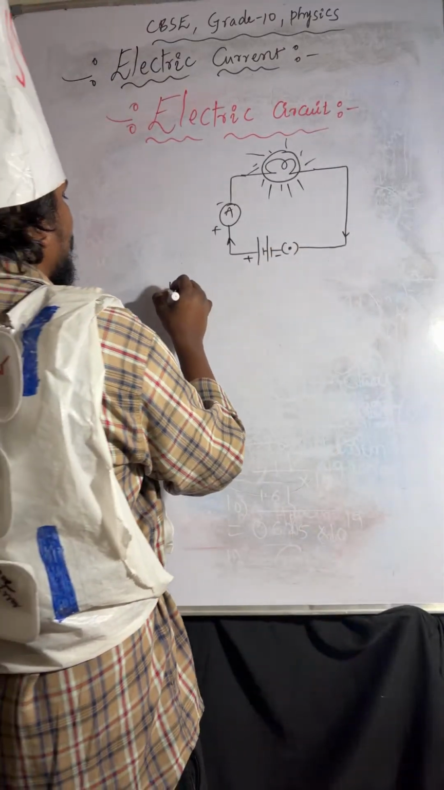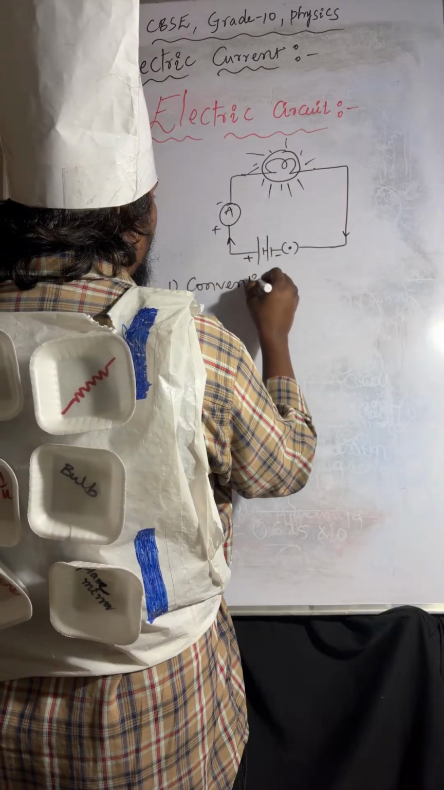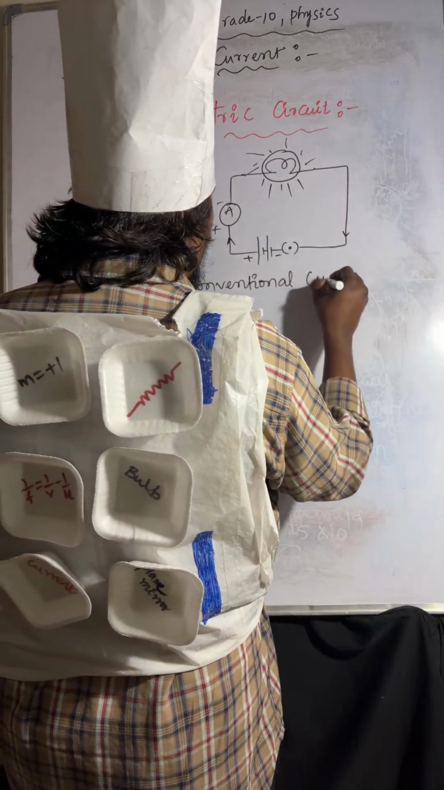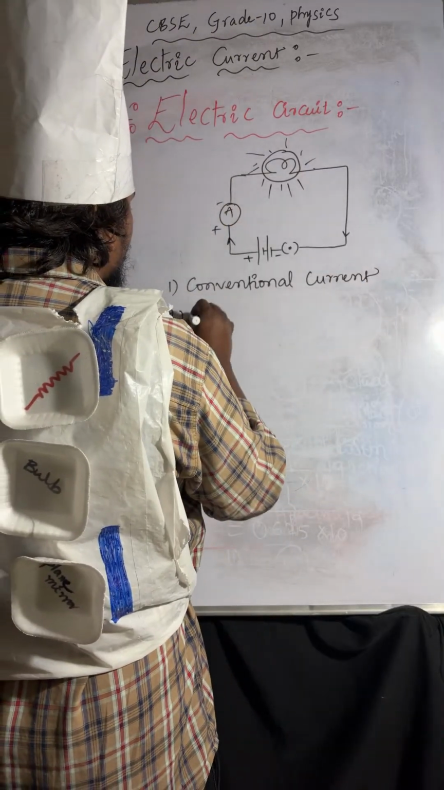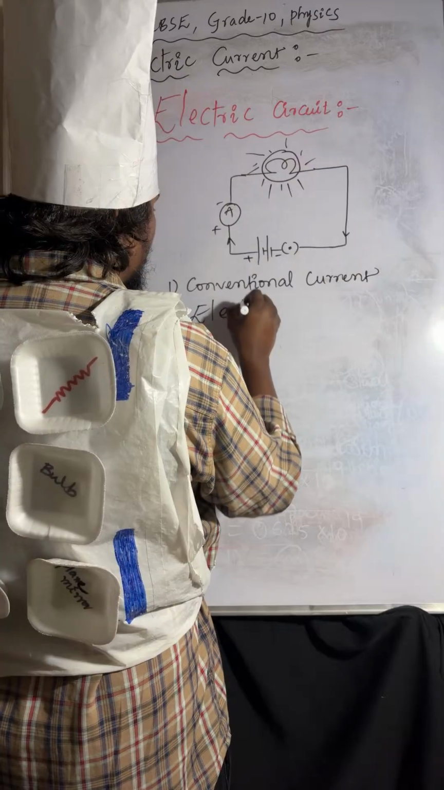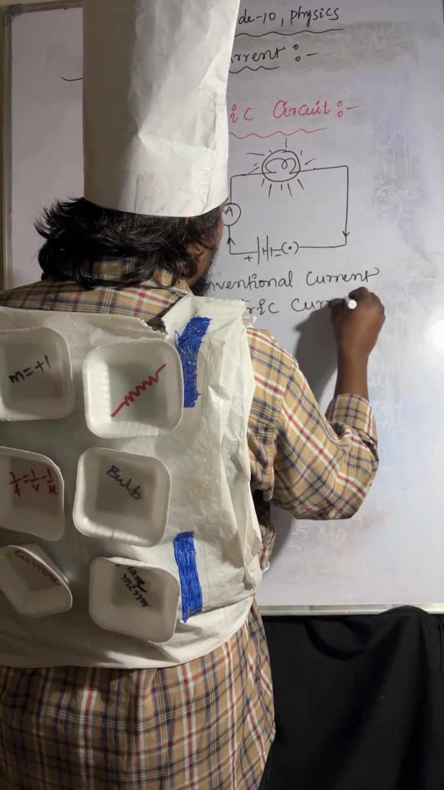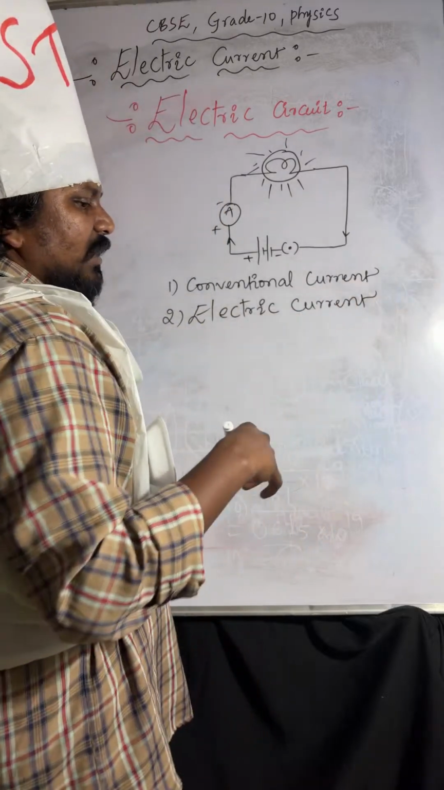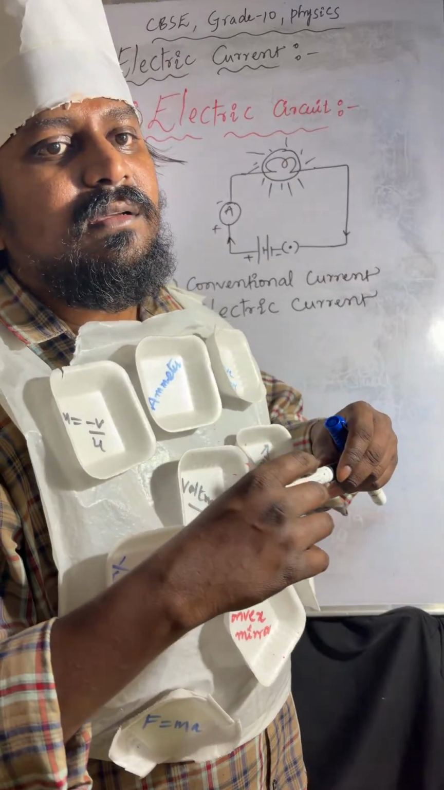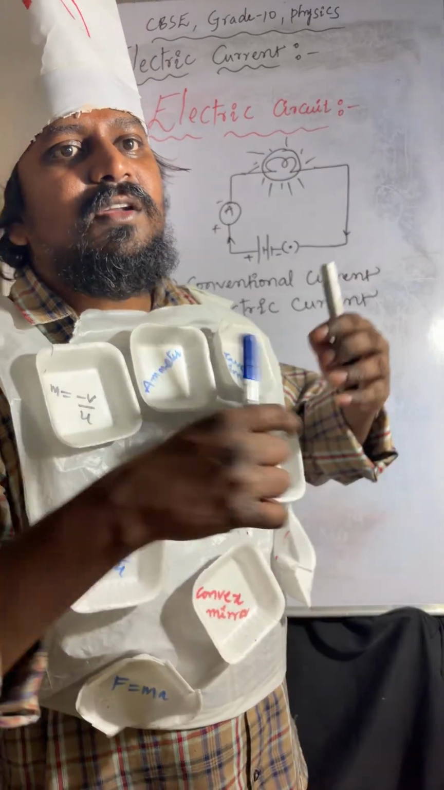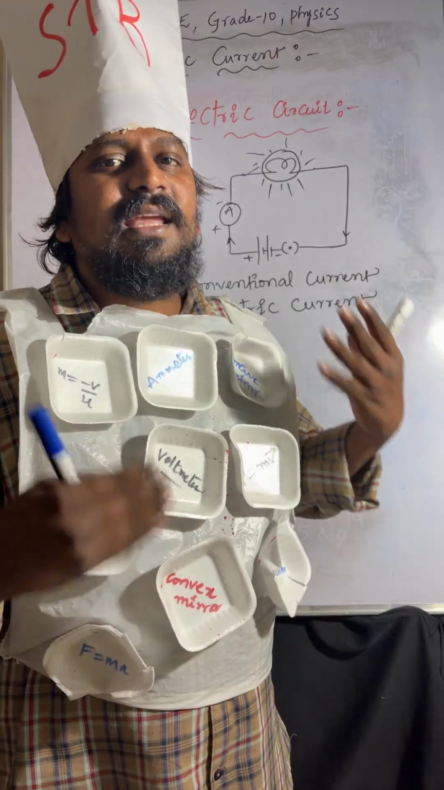First one is conventional current. Second one is electric current. So conventional current and electric current. Sir, what do you mean by conventional current and what do you mean by electric current?